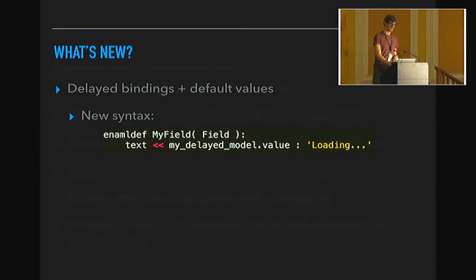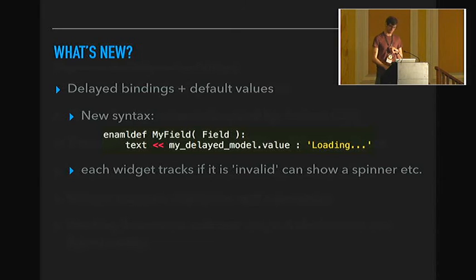So this is an extension, so you can say this thing's currently loading or whatever. And the field also gets knowledge of whether any of its bindings are currently delayed. So it can gray itself out. It can do that type of behavior that you would expect, or you can put a spinner on the side if you've got time to write the spinner. It's all that sort of stuff.